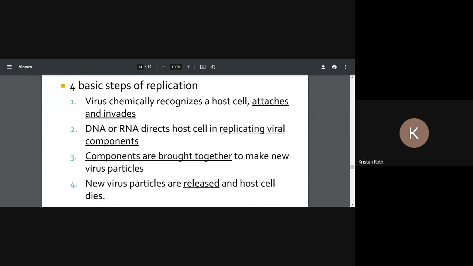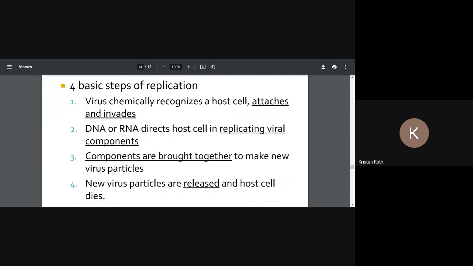So the synthesis of protein and nucleic acids, molecular information in the viral DNA or RNA. This is within that head of the virus, where the DNA or RNA are. It directs the host cell in replicating the viral components. It's kind of like it takes over the cell and forces the cell to start replicating the virus components.